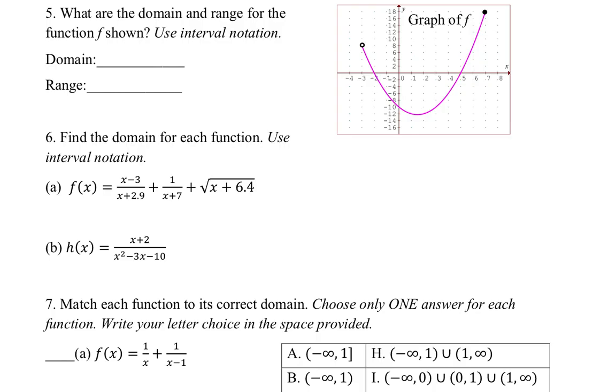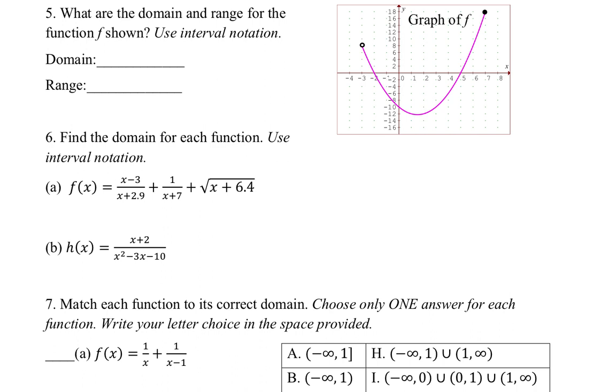All right, let's start with number 5. Number 5 asks, what are the domain and range for the function f shown on the graph? Use interval notation. So domain has to do with x values, so we're going to look at what the x values are on this graph. The smallest value of x that we see is -3. And the largest, or farthest right, value of x that we see is 7.